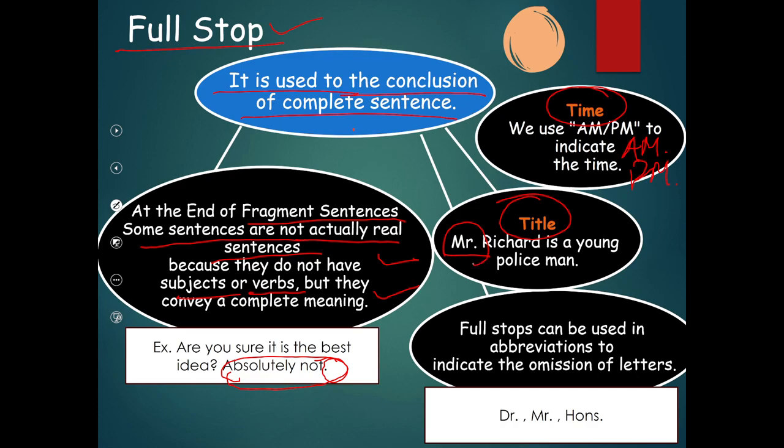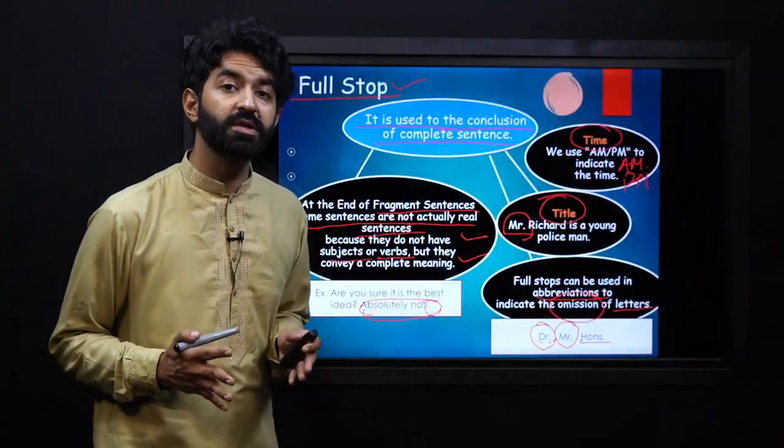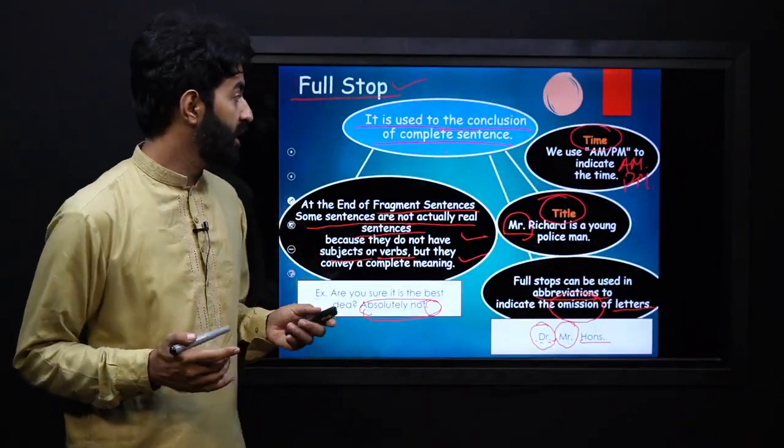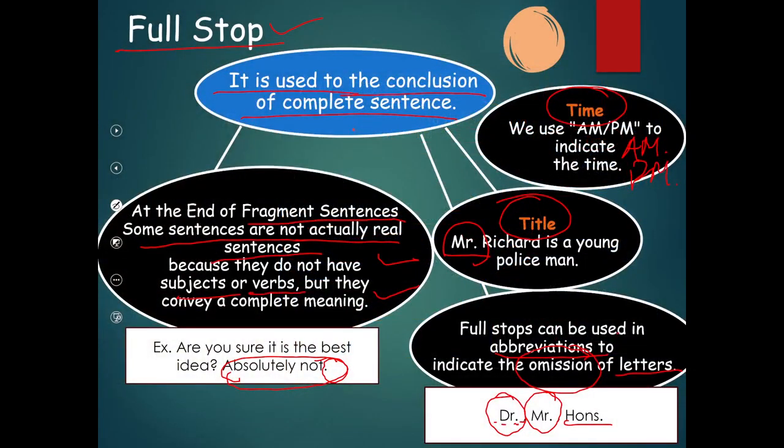Full stops can be used in abbreviations also to indicate the omission of letters. For example, Doctor. If we abbreviate this, it will be Dr. with a full stop, Mr. and honors and so on. So these are the situations in which we use our full stops. Let's revise it. We use it at the end of a sentence. It can be used after a fragmented sentence, or after time, title, or abbreviations. I hope that it is very clear now.